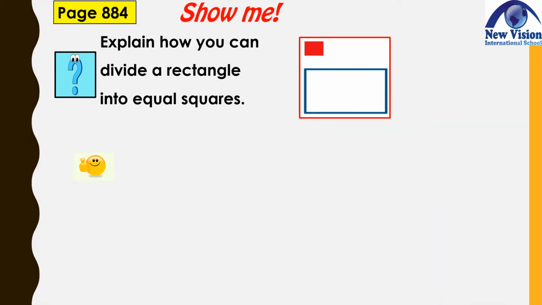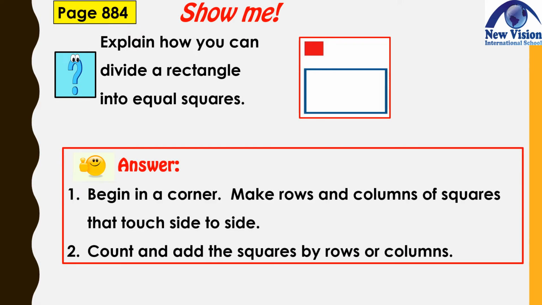Let's start learning. Please open your book on page 884. Explain how you can divide a rectangle into equal squares. Number 1. Begin in a corner. Make rows and columns of squares that touch side to side. Then, count and add the squares by rows or columns.